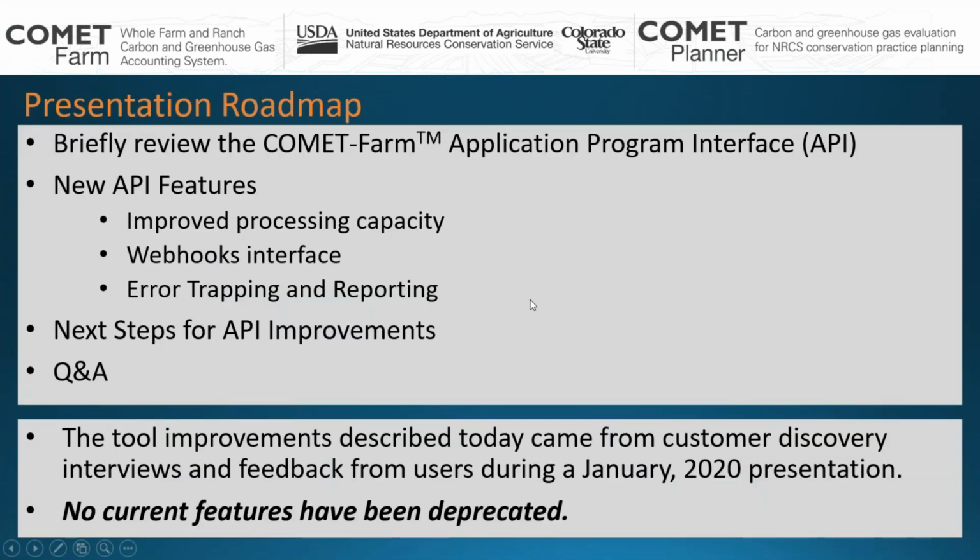So here's just a brief roadmap of the presentation. We're going to be reviewing the COMET-Farm API and some of the capabilities it offers to users, but we're going to be focusing on new API features, and then talking about next steps for the API, and then going through some Q&A afterwards. We scheduled 60 minutes for the call today.